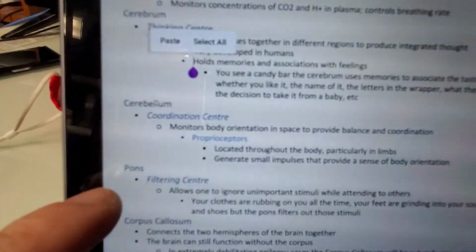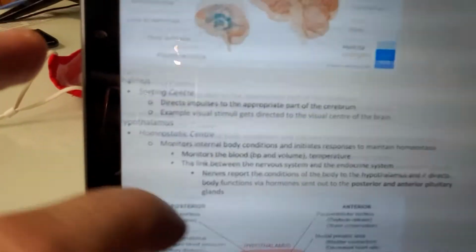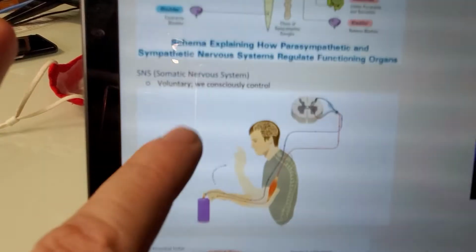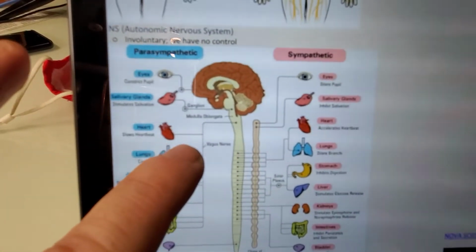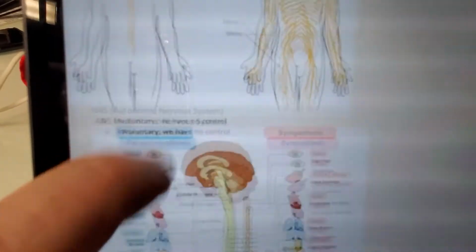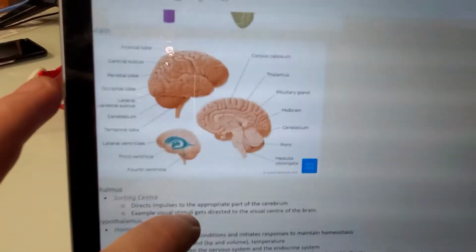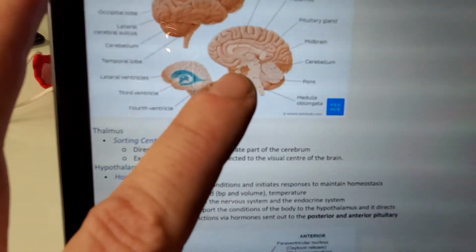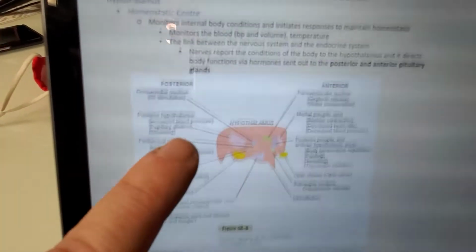Okay, then we have the pons. The pons, again, is at the top of your spinal cord. Where is it? Show me pons. I think I've gone too far. Sorry. Pons. There it is. Pons is sort of the filtering center.